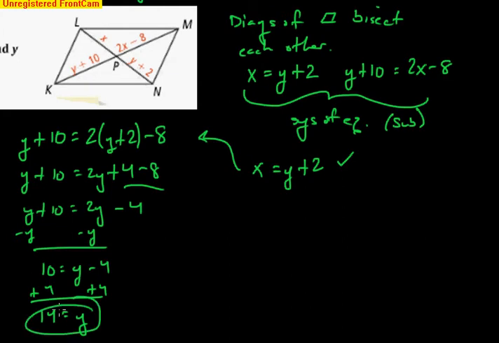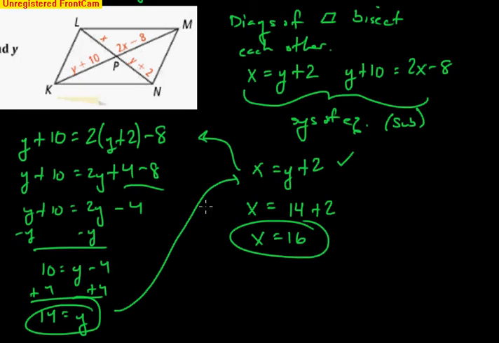So there's my value of y, and now I'll take this value of y and plug it back into that equation to find x. X equals 14 plus 2. X equals 16. And here's the value of x and y that will make those diagonals bisect each other. System of equations: make sure you can solve one of these. And again, the first step, make one variable by itself, as was given in this problem.